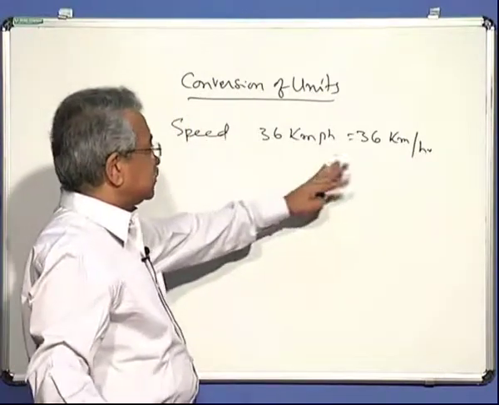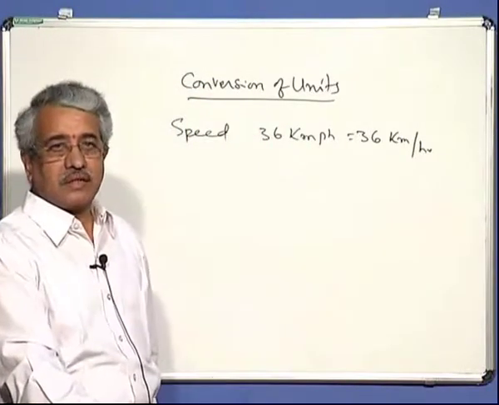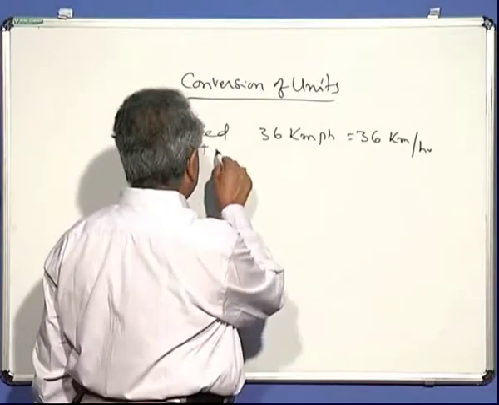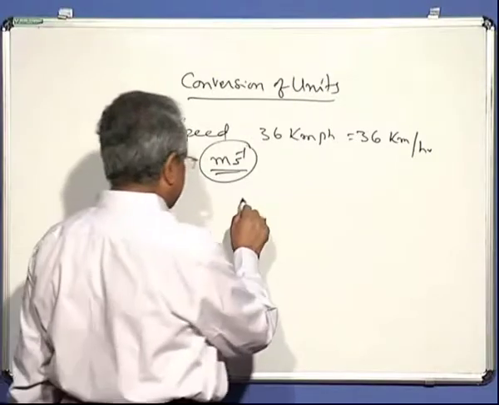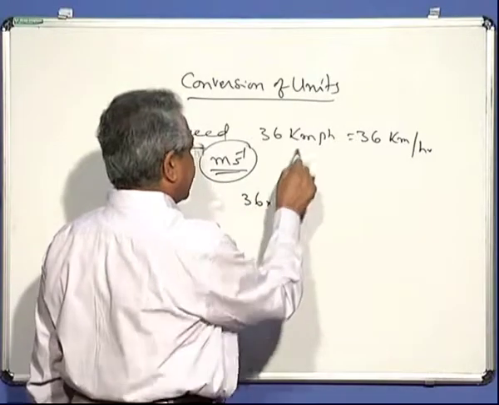You want to express this into standard SI unit now. In SI units we have the unit for speed as meters per second. You want to get into that conversion. How do you write it? Take this 36, write kilometers.